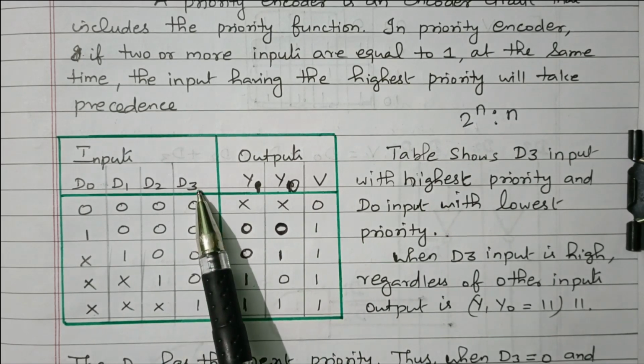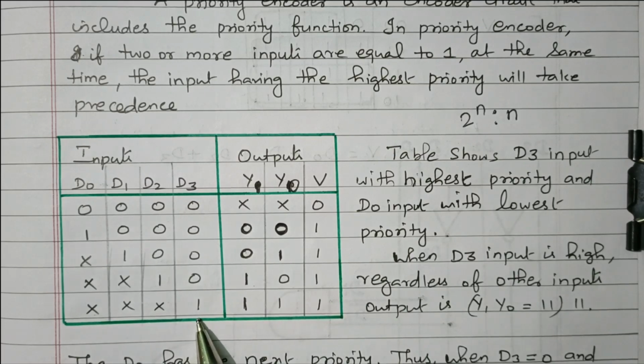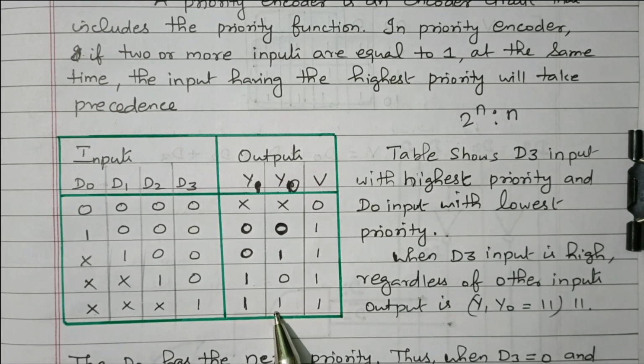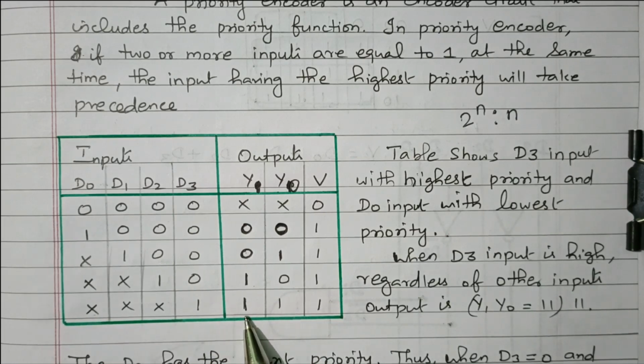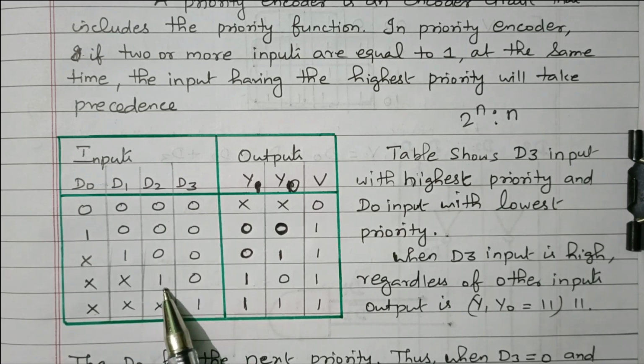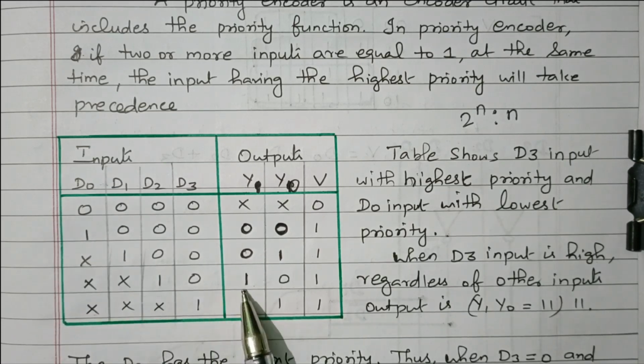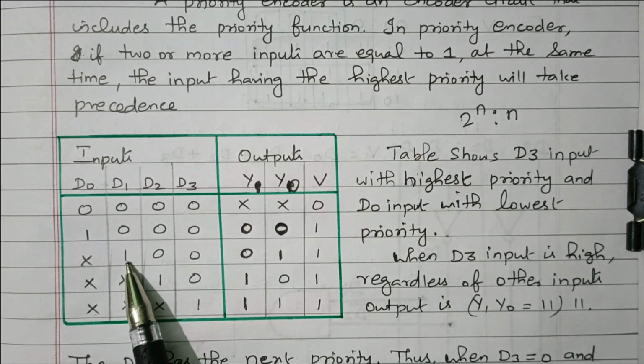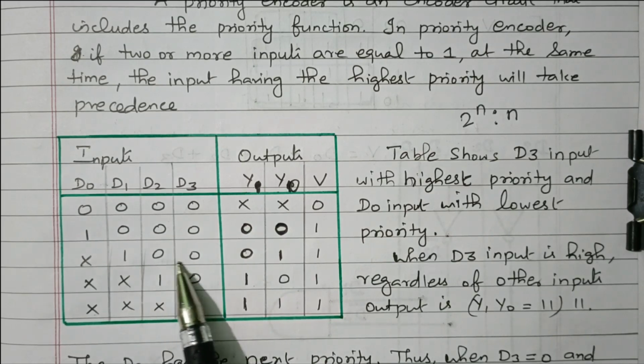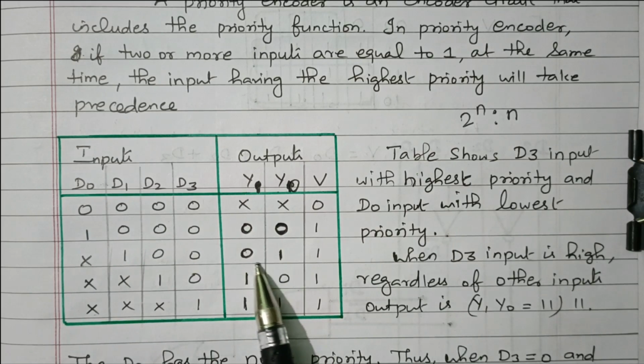The highest priority is given to D3. If D3 is 1, whatever may be D2, D1 and D0, it will give the output as 1, 1. Right? The D3 is 1, whatever may be the remaining digits, we get the output as 1, 1. The second priority goes to D2, but D3 should be 0. D2 is 1 and D3 is 0 as the second priority. Whatever may be D1 and D0, it will give 1, 0. Right. Third priority goes to D1. If D1 is 1, D2 and D3 should be 0. Then it will give the output 0, 1.